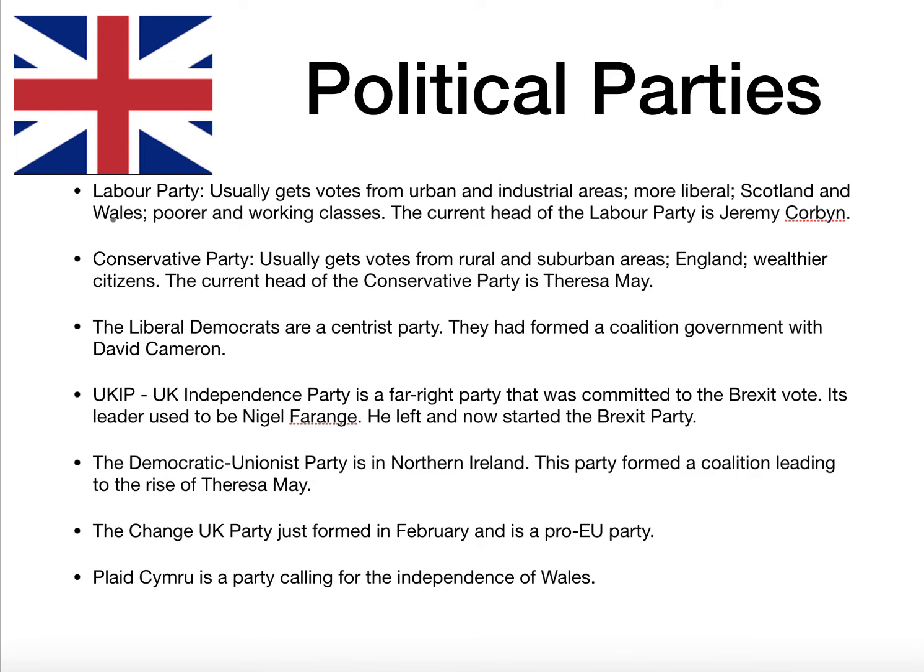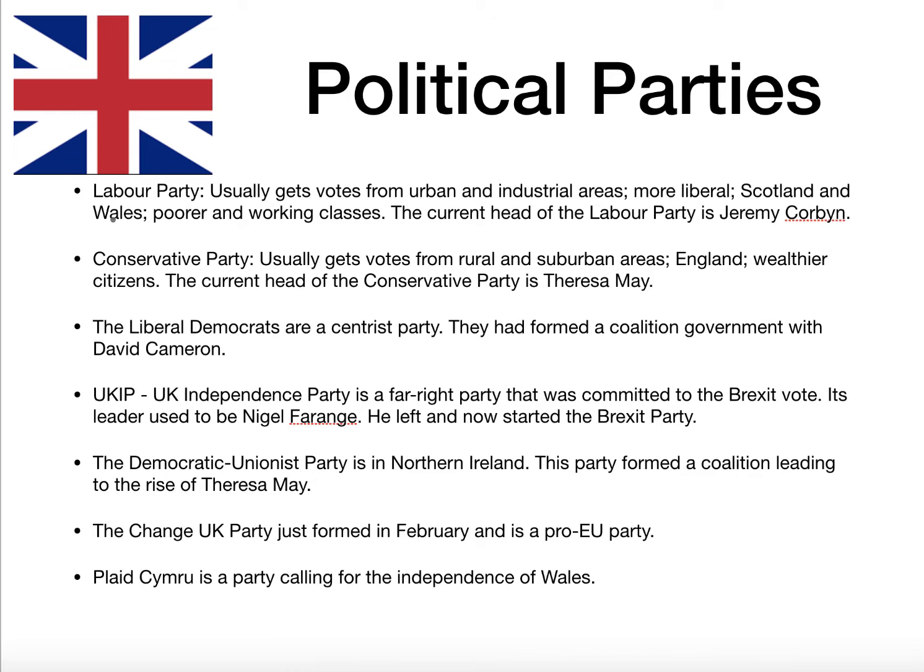Then there is the Democratic Unionist Party, which is from Northern Ireland, and this is the party that Theresa May formed a coalition with. Might as well just explain this now. If nobody receives a majority in the House of Commons, they have to form a coalition. They have to join together. So they have to make an agreement that will lead to somebody becoming the prime minister. And sometimes it's an odd arrangement that is made.